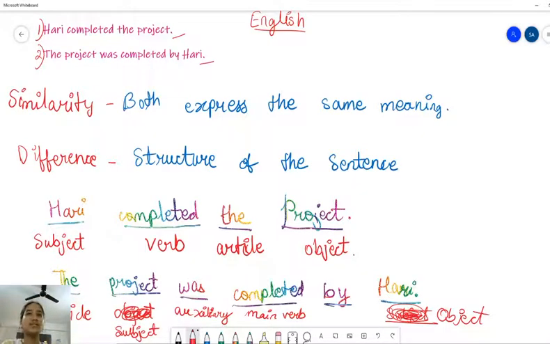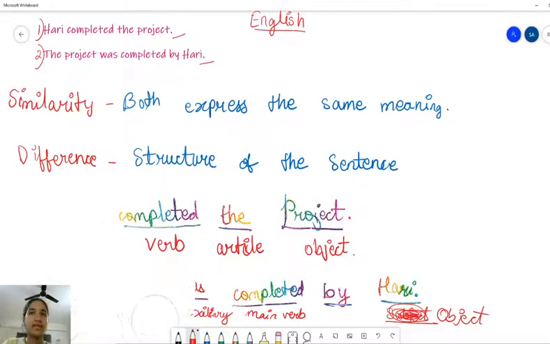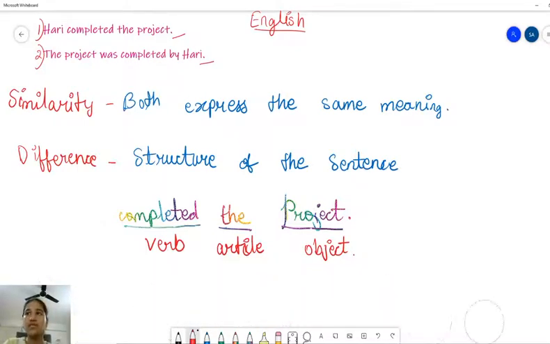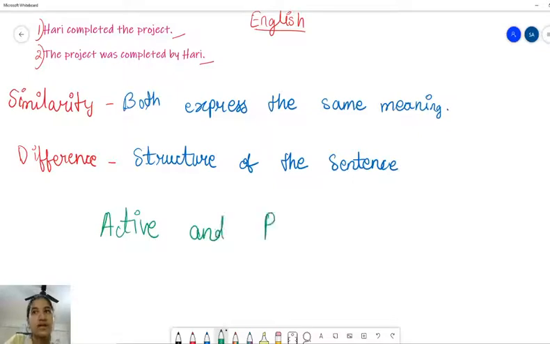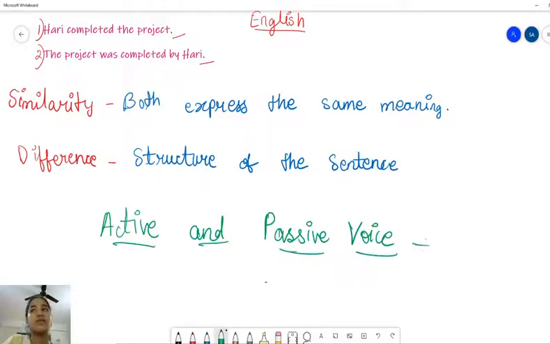Okay, so what do you understand by this? Can you guess what our topic is today? There is quite a change you can see in the structure of the sentence and everything. By this, can anyone guess what our topic is? Yes, our topic is active and passive voice. That's going to be our topic in grammar.